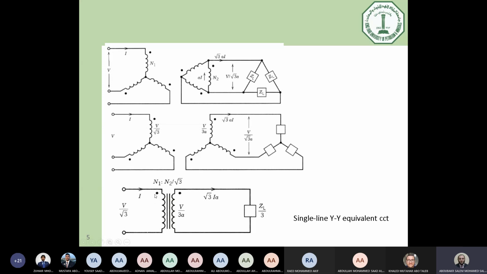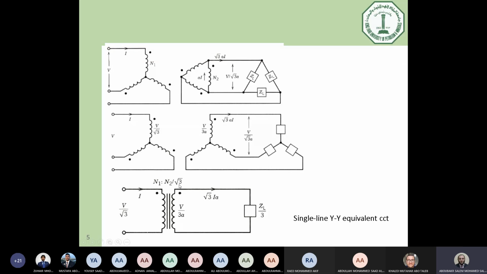Take care that the turns ratio now will be N1 over N2 over square root of 3, because you consider already converting from delta to star, okay? And this is going to make the turns ratio divided by square root of 3 like that.